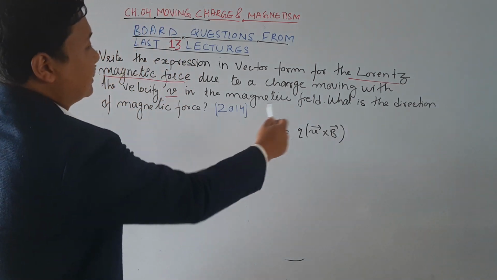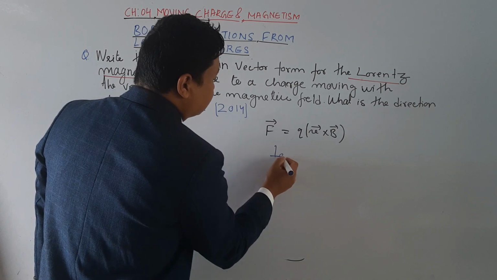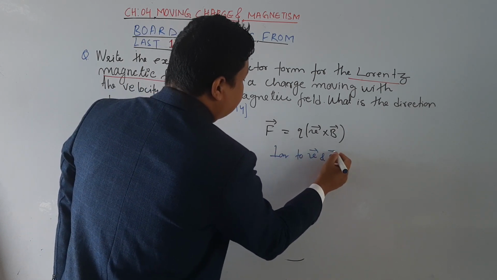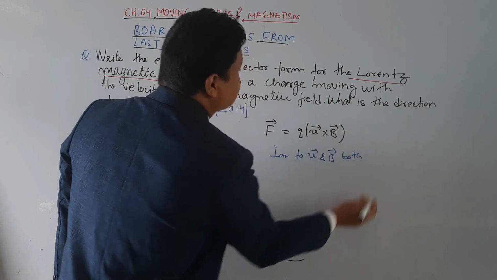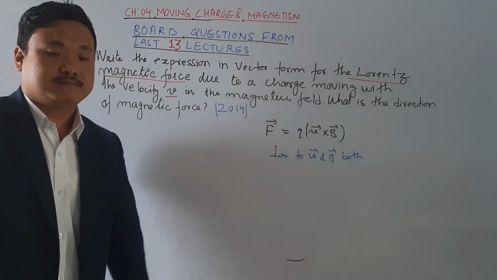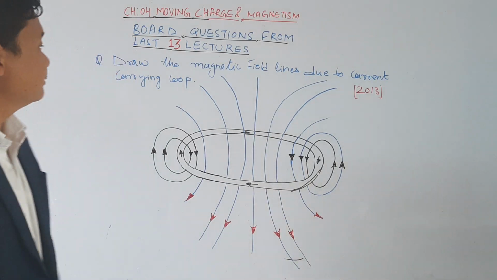So the direction of magnetic force is perpendicular to V and B both. So this is the answer. It was asked in 2014. This question was asked in 2013. It is a very simple question.